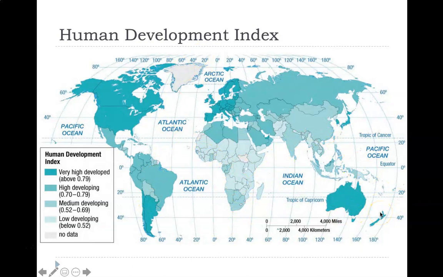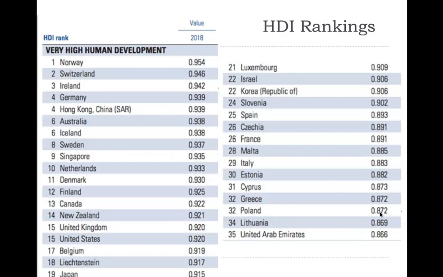So what does a development map look like? Hopefully by now you know what a development map looks like, and this would be a quintessential development map because it's the HDI. Here are our HDI rankings. Actually, this is not our current one. This is the 2018 rankings, and you notice that the United States is, wow, number 15.